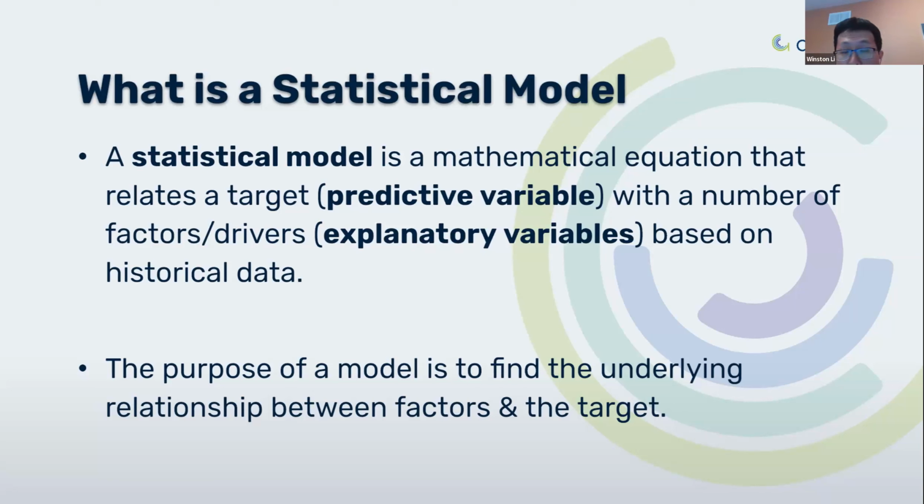So before we look at MMMs, we'll look at a broader topic, which is what is a statistical model. A statistical model is nothing more than a math equation that relates a target with a set of drivers. Your target is called the predictive variable. That's what you're trying to predict, what you want to know, what you want to forecast. And then your drivers are your explanatory variables. Those are the things that could help you explain your target, i.e. those are the factors. The purpose of a model is to find out the underlying relationship between your factors and the target.